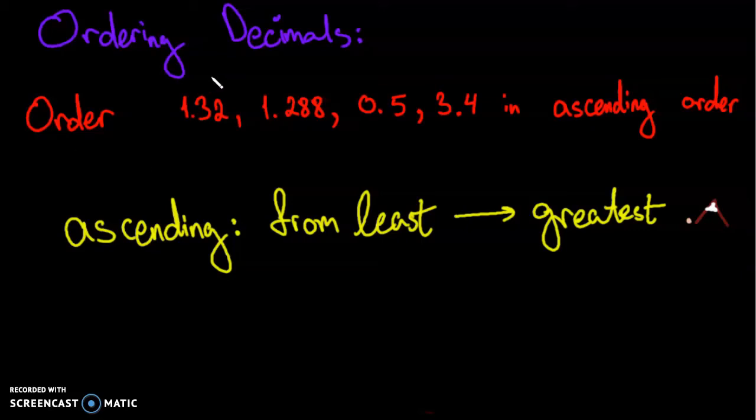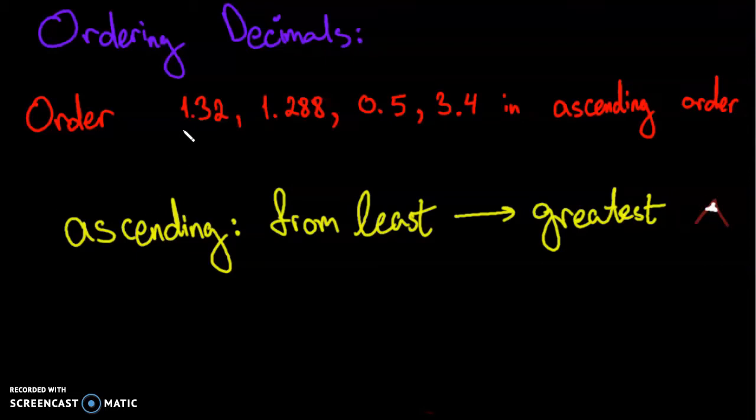Let us start talking about decimals. So we have these decimals 1.32, 1.288, 0.5, 3.4, and we want to order them in ascending order. Ascending means from least to greatest. It's like climbing up a mountain. You start from the lowest point and you go to the highest point.